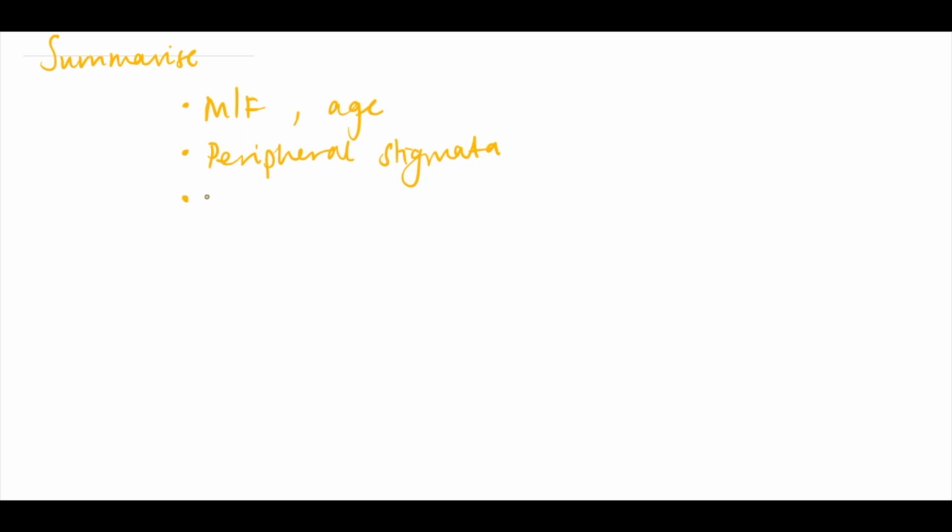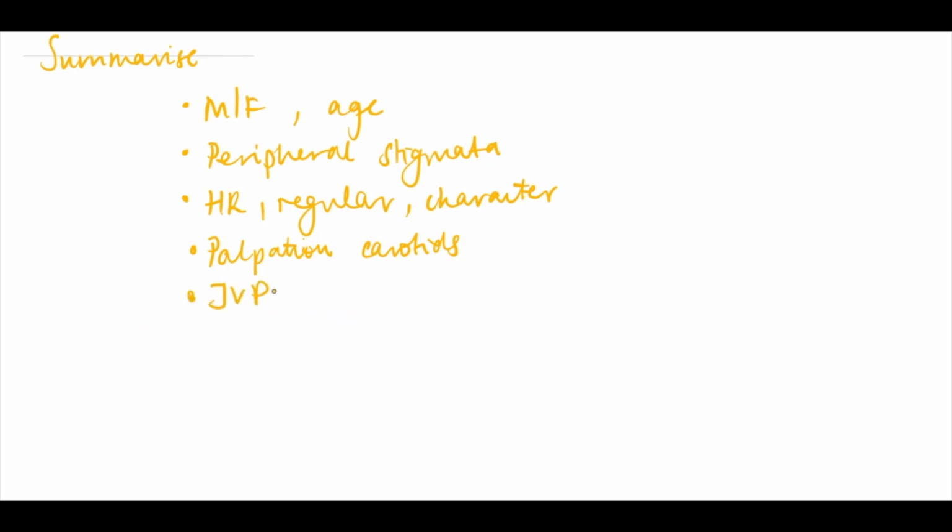Then, if you haven't mentioned already, or if you've forgotten, but hopefully you've mentioned it previously during the examination, you can mention what the heart rate was, whether it was regular or not, or whether the character was normal or not. Then you can say on palpation of the carotids, if they were normal, and the same as what you found in the radial arteries. Mention the JVP, and also mention the apex and where you located this apex.